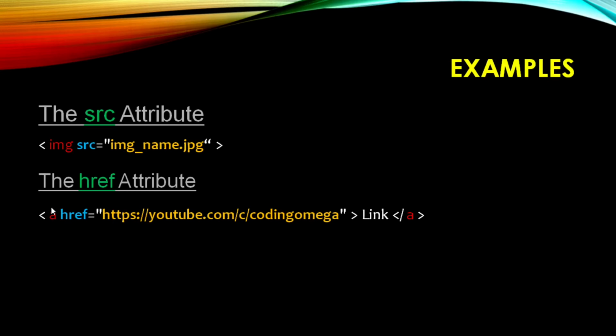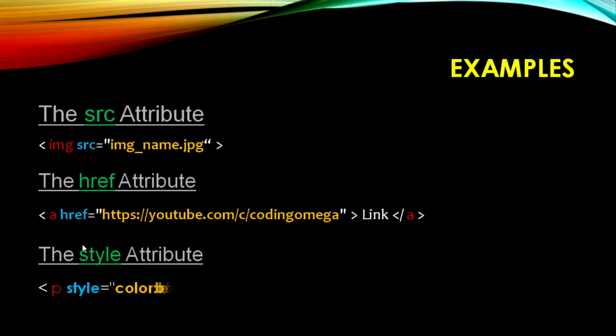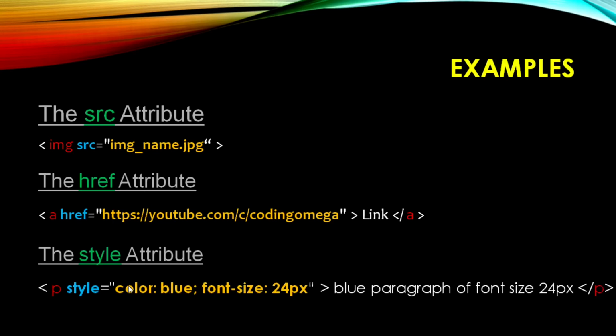After that, let's learn about the style attribute. The style attribute can be used with any element. I have used it with the p element to style a paragraph. In place of a value, I have added some properties: first of all, the color property and the font-size property. The value of the color property is blue, and the font size is 24 pixels. That is, the paragraph will be blue in color and 24 pixels in font size. So let's see it practically.